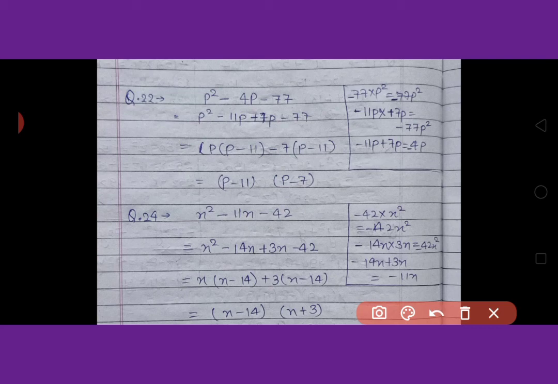In whose table does 7 come? First it comes in the table of 2, but 21 twos are 42. It is not possible. So we have to take a number which is greater than 11, and is also a factor of 42. So more than 11, the first number is 14. 14 threes are 42. So we have taken minus 14x plus 3x, with multiplication minus 42x square, and the addition of minus 14x and 3x is minus 11x. So minus 11x will break into the form of minus 14x plus 3x.